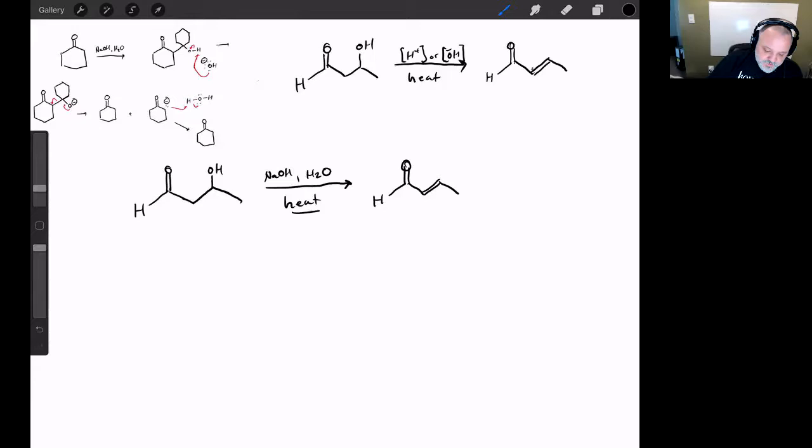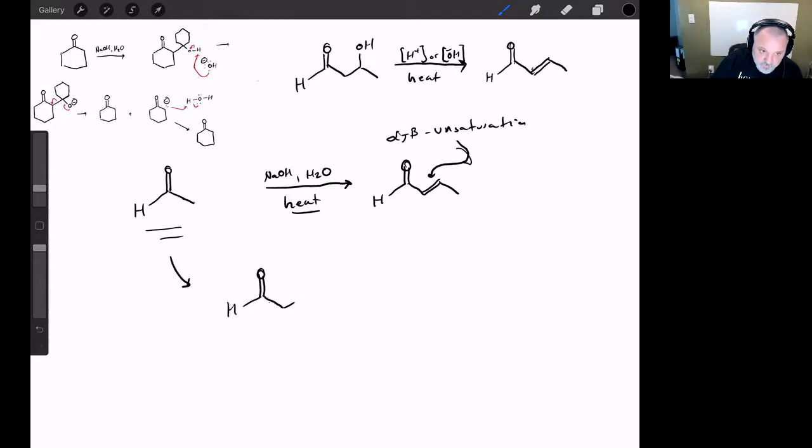So the aldol addition. So starting with only the ketone, I can get to the alpha beta unsaturation. Now it does go through an intermediate beta hydroxy aldehyde, which then becomes dehydrated. So this is the Aldol Addition, and this is the Aldol Condensation.